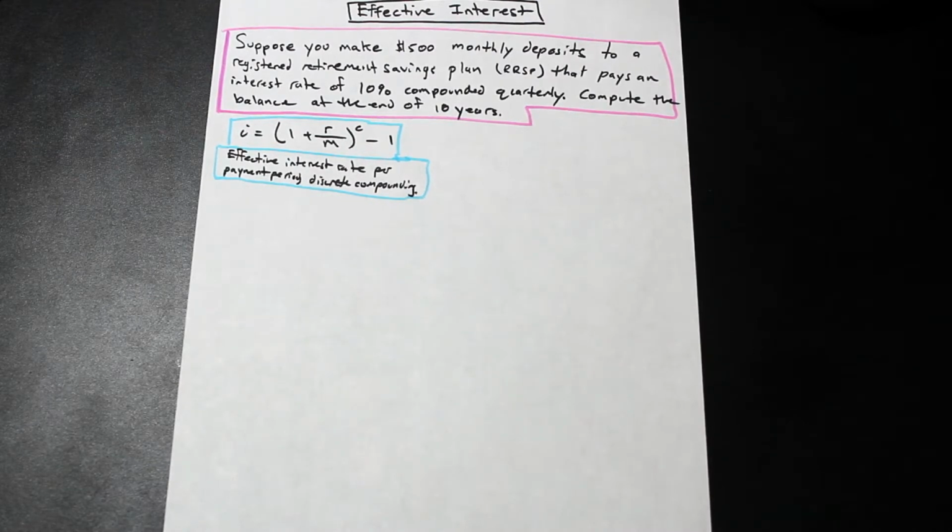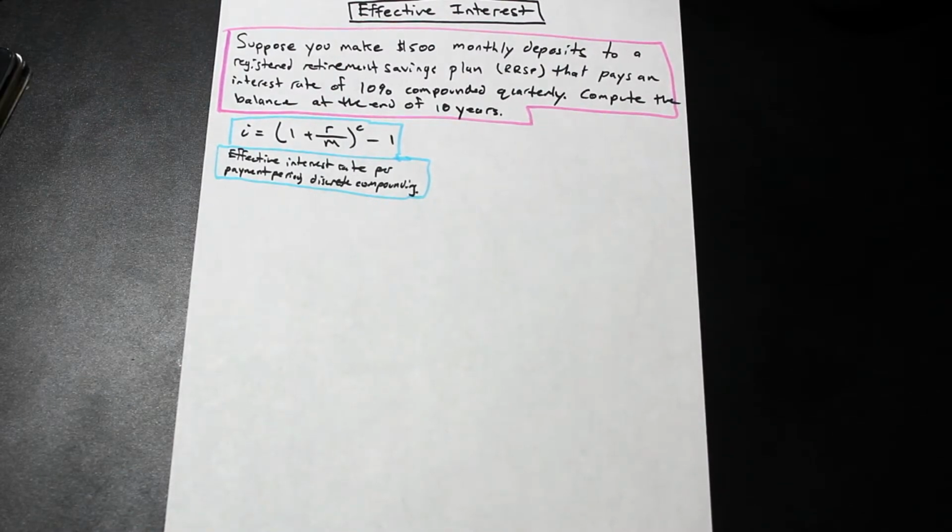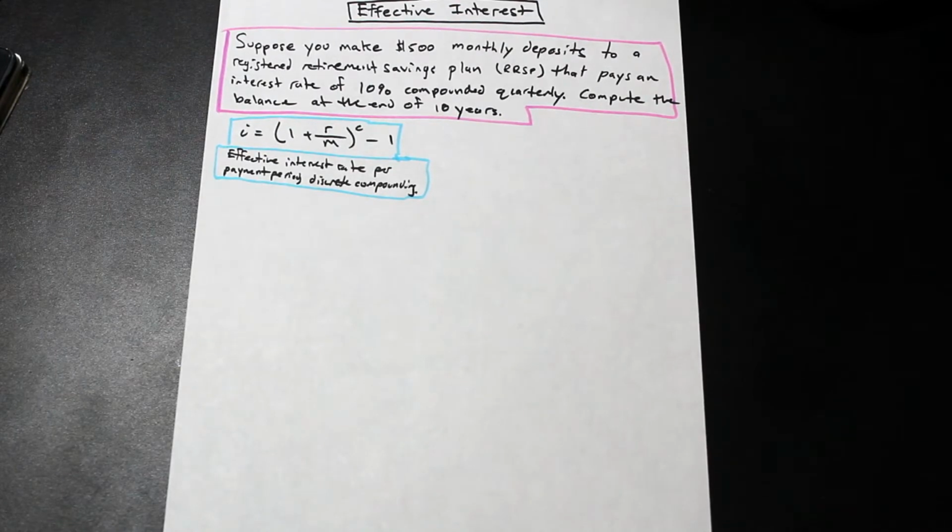Let's read the question. Suppose you make $500 monthly deposits to a registered retirement savings plan, an RSP, that pays an interest rate of 10% compounded quarterly. Compute the balance at the end of 10 years. Okay, so there's a few pieces of information that we need to extract from this question in order to start to solve it.